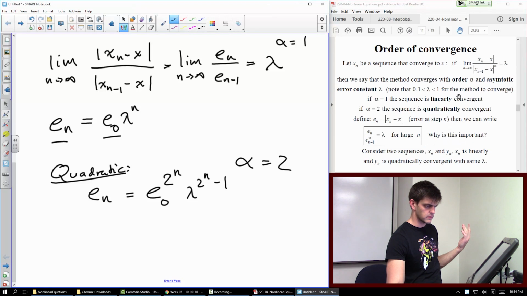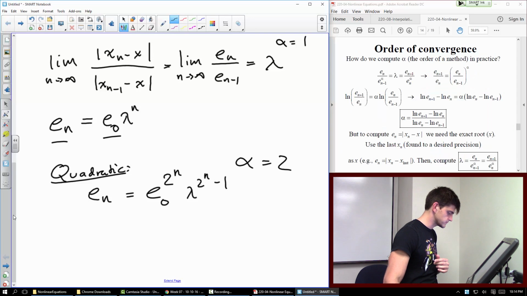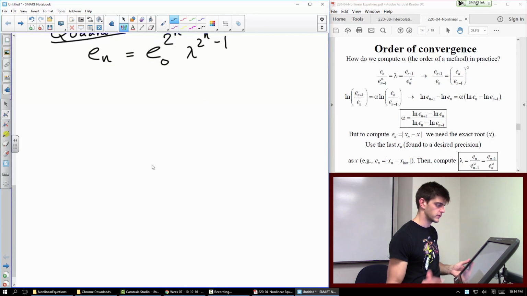Calculate the asymptotic error constant and alpha, the order. We can calculate those things. So let's go ahead and see how that is done, because that's one of the key useful things about this chapter.